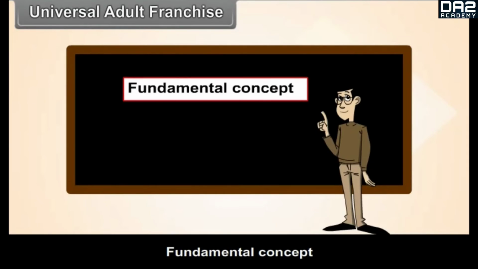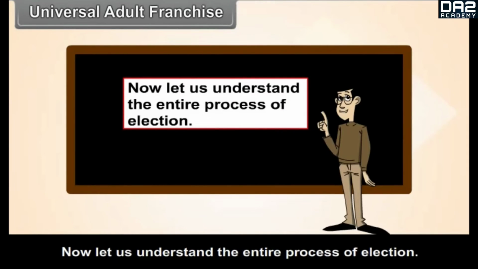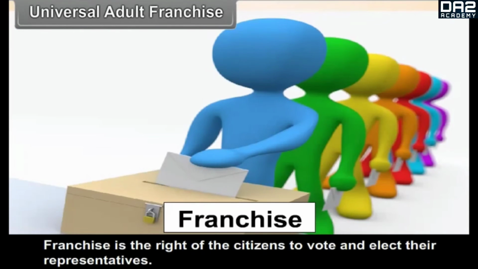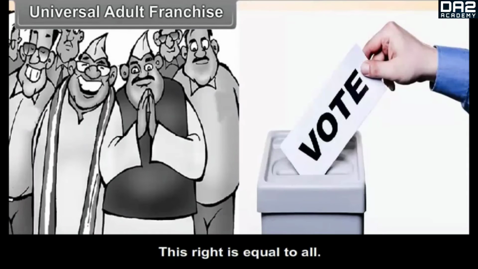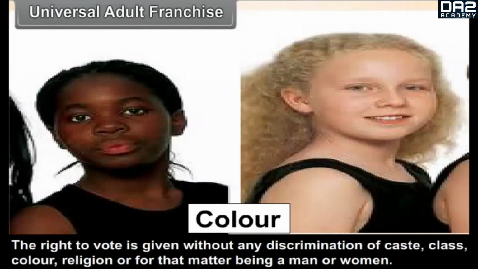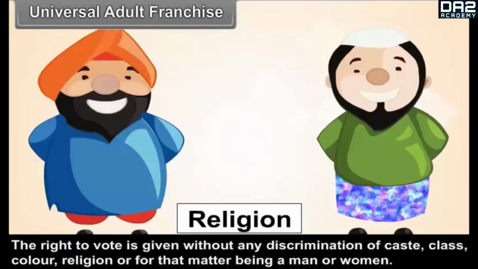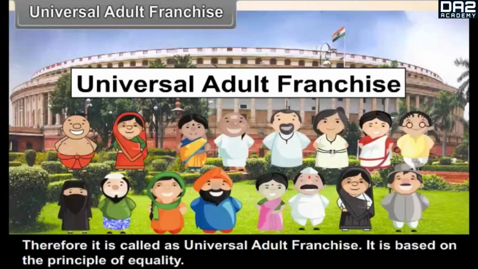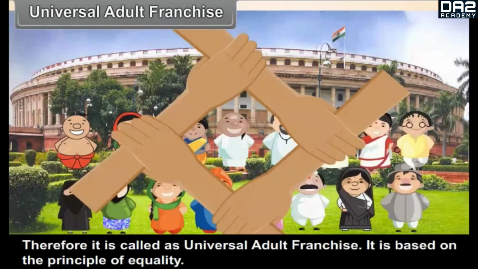Fundamental concept. Now, let us understand the entire process of election. A. Universal Adult Franchise. Franchise is the right of the citizens to vote and elect their representatives. This right is equal to all. The right to vote is given without any discrimination of caste, class, color, religion, or, for that matter, being a man or woman. Therefore, it is called as Universal Adult Franchise. It is based on the principle of equality.